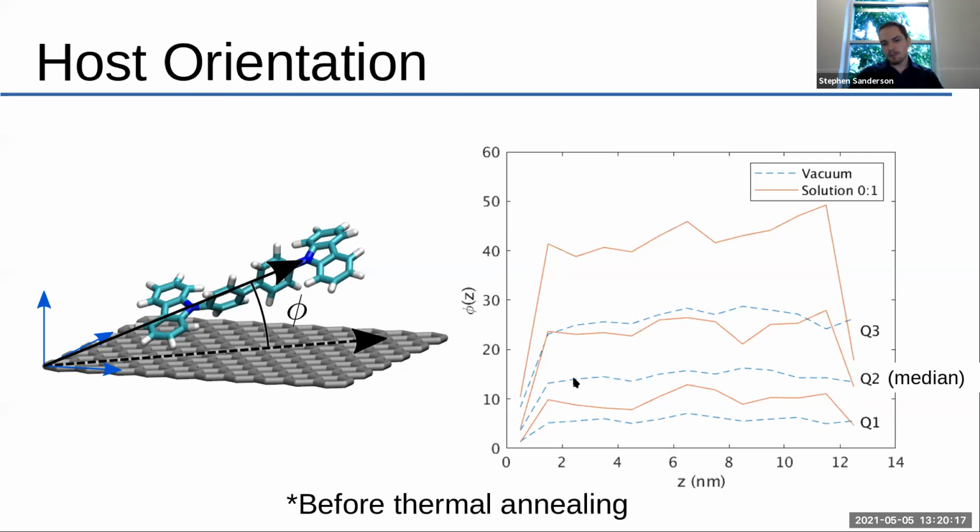We see here that there's quite a small distribution of angles for CDP in the vacuum deposited film, basically showing that they tend to prefer to lie down against the film. But there have been previous results showing that after a thermal annealing step, you get essentially randomly oriented molecules in the bulk. So we can't draw any major conclusions from this.